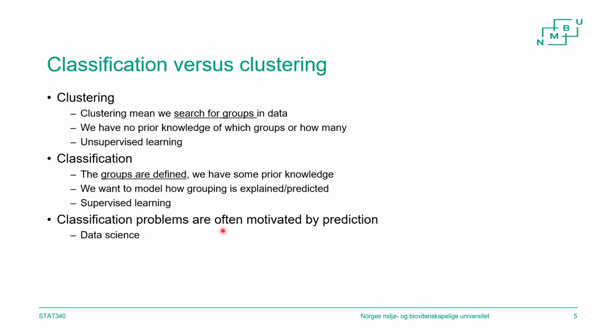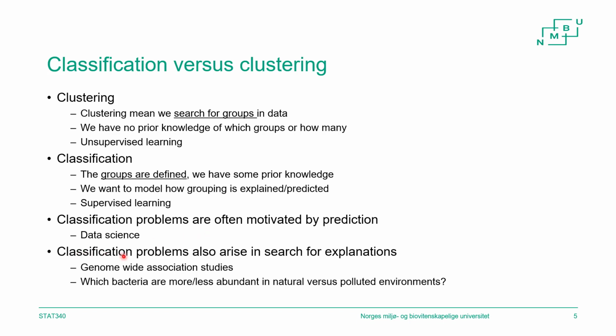So classification problems are often motivated by prediction, right? Data science. And I think if you take data science courses, you will hear a lot about classification, much more than here. We just touch upon it here. So this is a big thing in data science, perhaps the biggest of all, I would say. Lots of data science problems are classification problems. But classification problems also arise in search for explanations, in science, you could say. So here I list just a couple of examples from my own research that I know of.